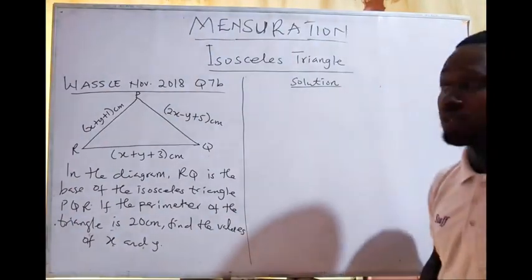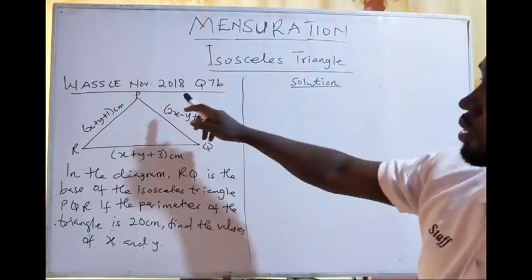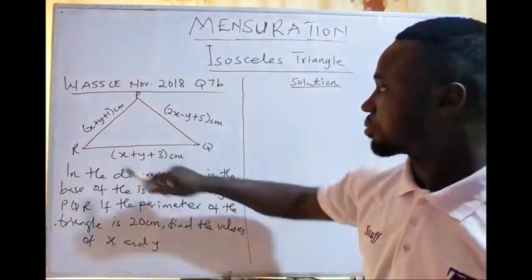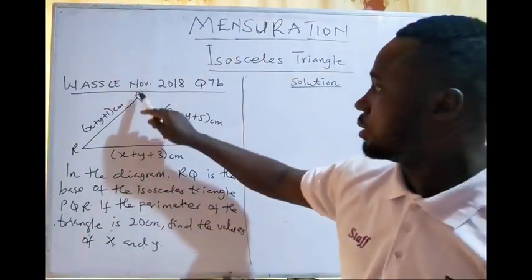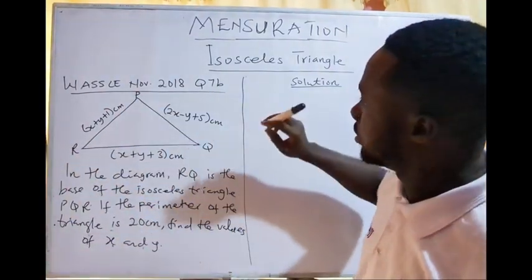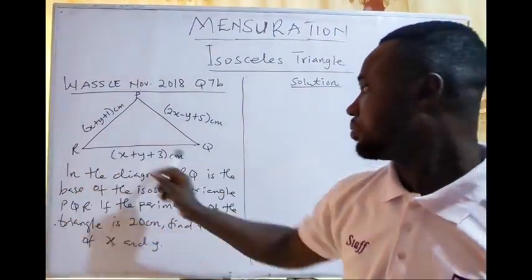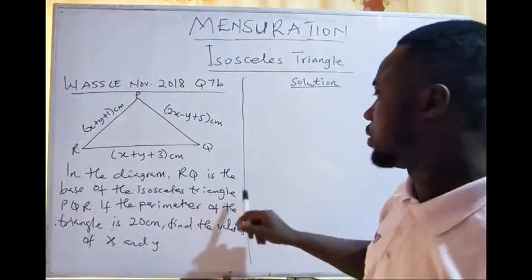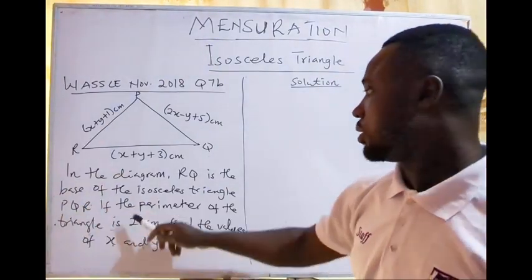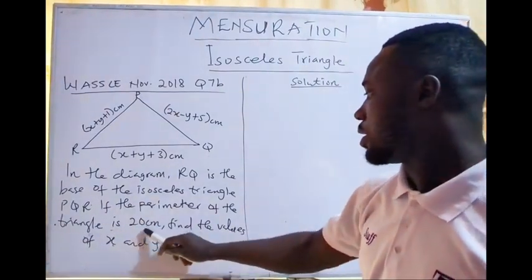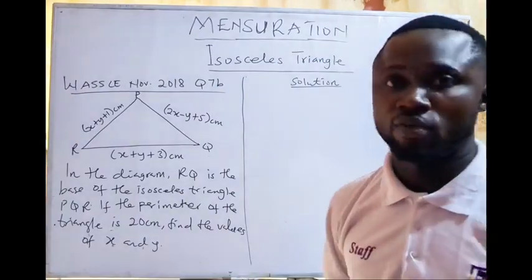Okay, let's look at this question here. WASSCE November 2018, question 7b. So, this is the triangle PRQ. In the diagram, RQ is the base of the isosceles triangle PQR. If the perimeter of the triangle is 20 centimeters, find the values of x and y.